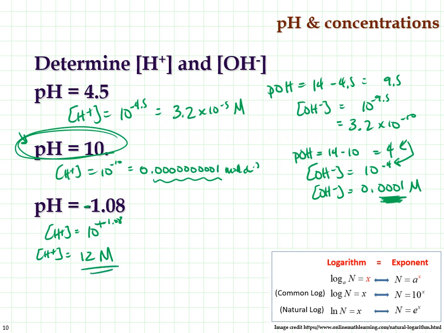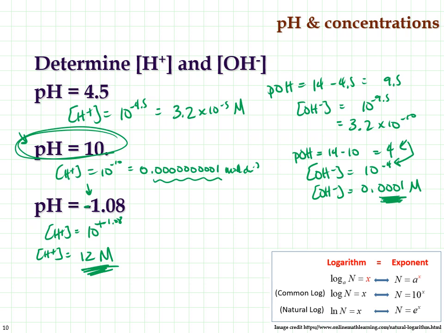This actually is the concentration of the hydrochloric acid that we buy from the chemical supply store. So we do actually have in our lab some 12 molar, pH of negative 1.08, hydrochloric acid. It will melt your face off. We use it only in the fume hood.